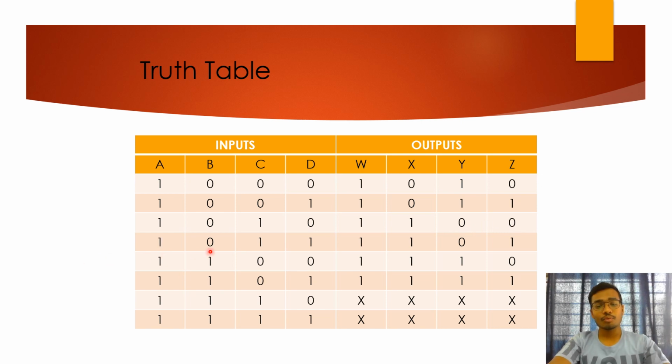Then I'm having 1, 0, 1, 1. Then the output is 1, 1, 0, 1. Then I'm having 1, 1, 0, 0 as the input. Then the corresponding output is 1, 1, 1, 0. Then I'm having 1, 1, 0, 1, to which 1, 1, 1, 1 is the output.